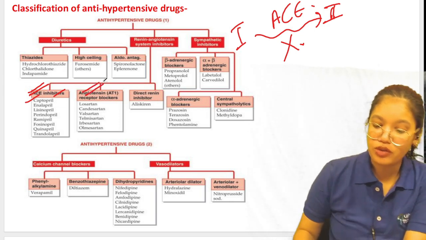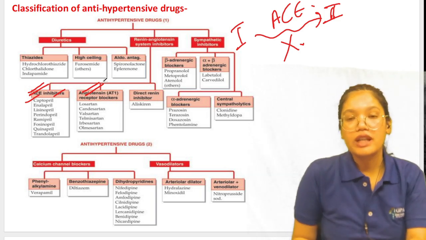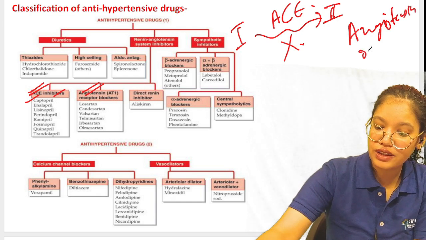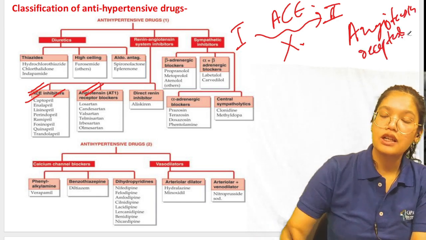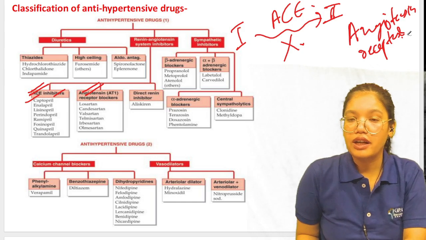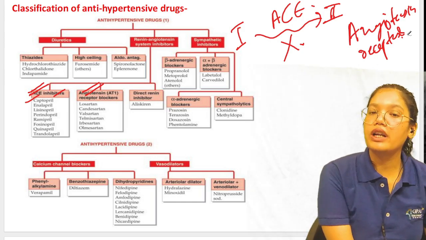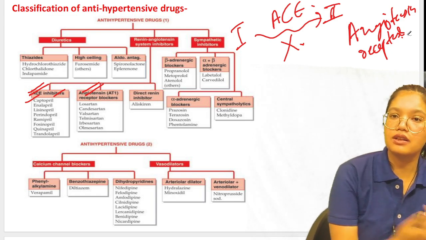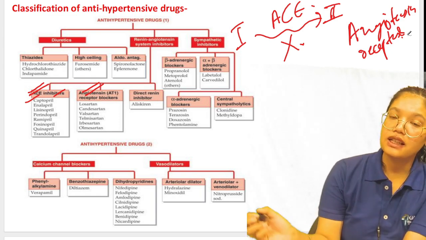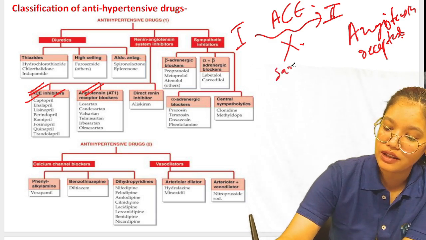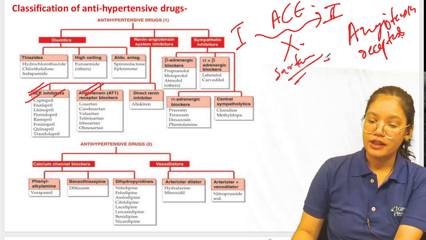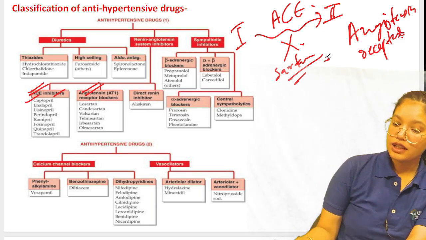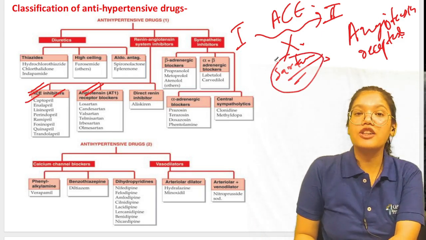The second type of drugs we have is the angiotensin receptor blockers. The angiotensin receptor is blocked by these, so angiotensin has nowhere to bind and show its action. Hence the RAS system is blocked. The drugs that have sartan as their suffix come under this class, like losartan, candesartan, valsartan, telmisartan. All these sartan drugs are the angiotensin receptor blockers.